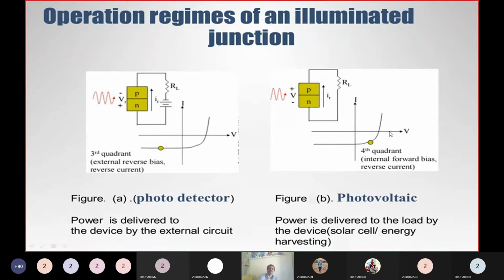We'll discuss this photovoltaic cell later. Examples of photovoltaic cells are the solar cell or energy harvesting cell.